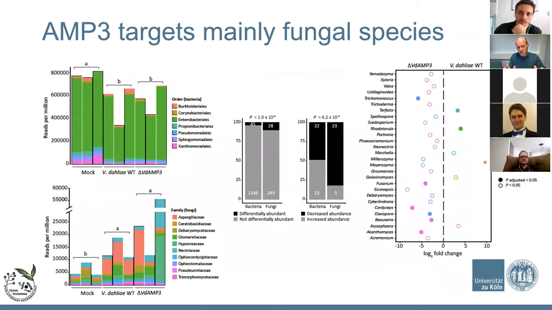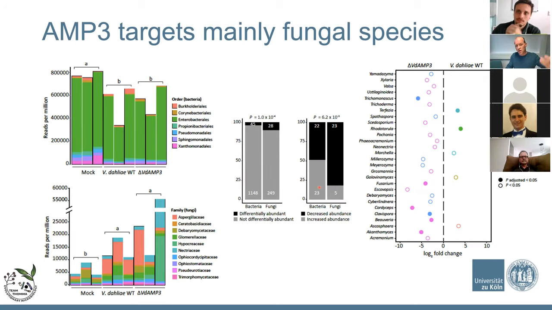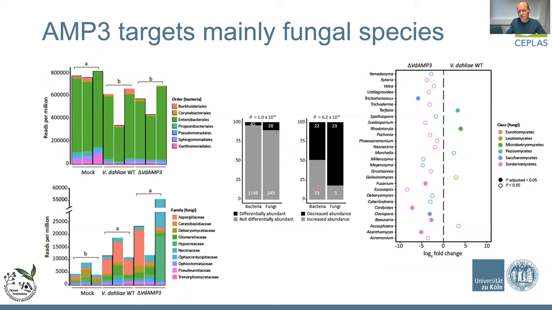And this is a bit of a busy slide, and I will not run through this. It's just to further underpin that it is really the antifungal activity that is important here. So in the deletion strain, we see shifts in the fungal population during host colonization. We see that some bacteria are differentially abundant, but there's more fungi that are differentially abundant. But what's perhaps the most interesting observation? If we look at the differentially abundant bacteria, some of them are repressed and some of them are increased. And in the end, it's a sort of 50-50 ratio.